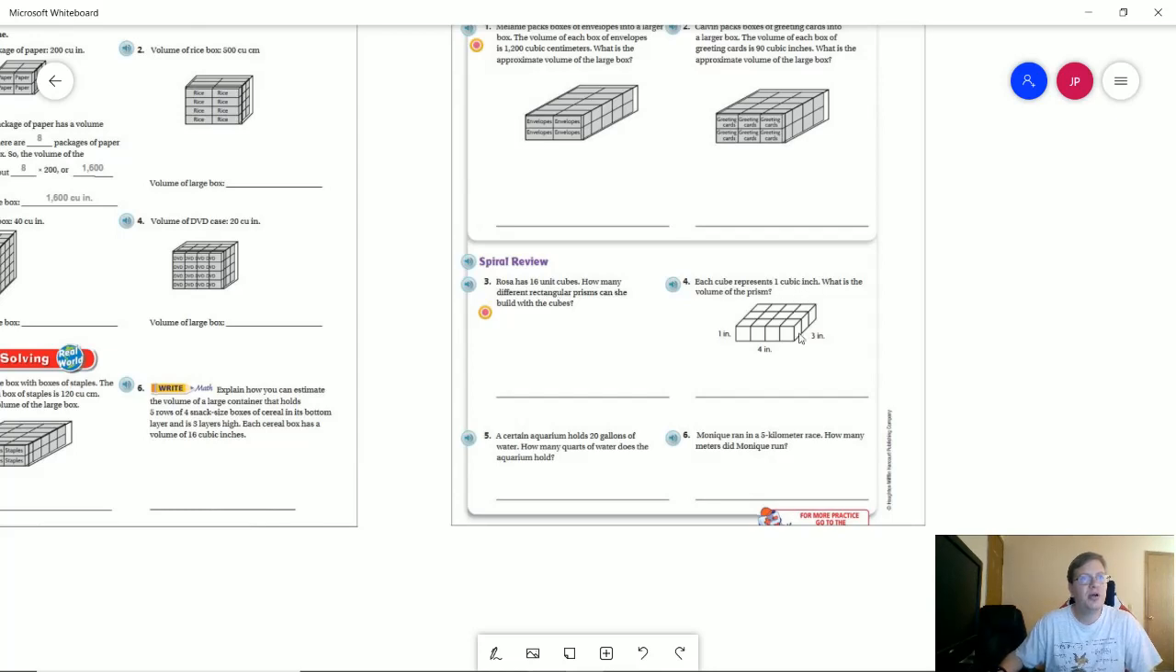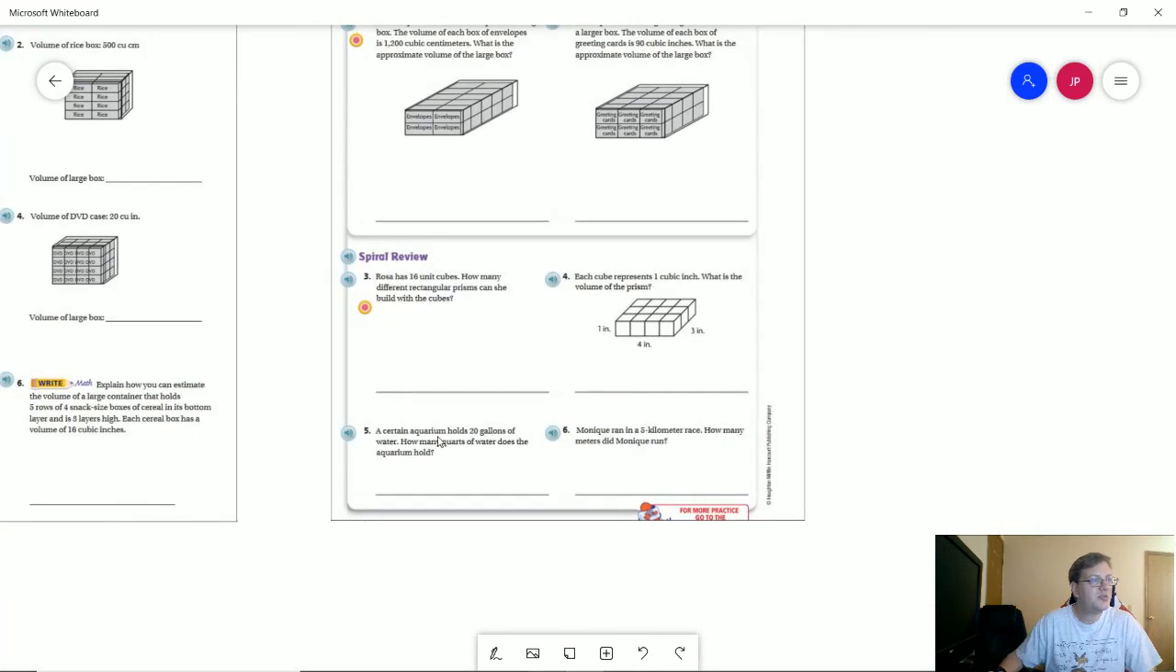For number 4, the volume for this should be relatively easy because everything is only 1 inch high. For number 5, 20 gallons of water times 4 quarts in a gallon will help us solve that one. And then kilometers to meters, a kilometer is worth 1,000 meters. So that should be everything you need to do the homework problems.